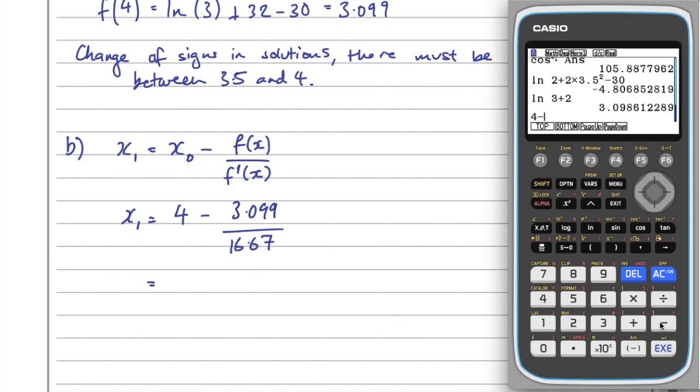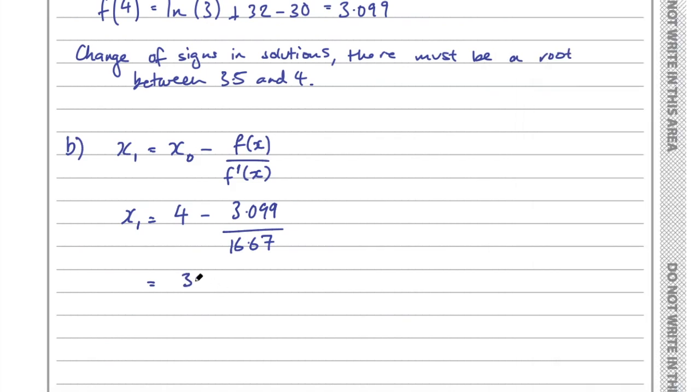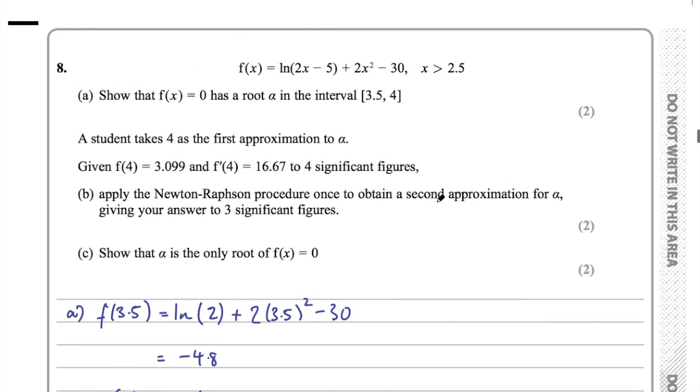So 4 minus 3.099 divided by 16.67 will give us a value of 3.814 approximately. So 3.814, and that's our second approximation for alpha.